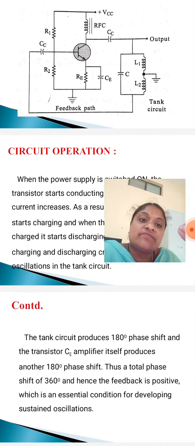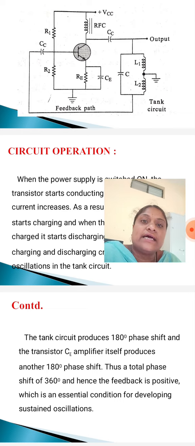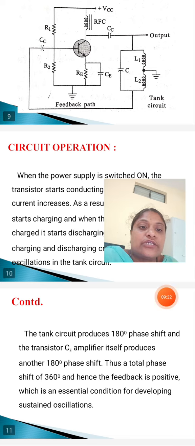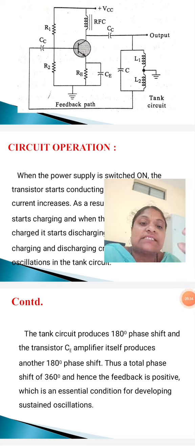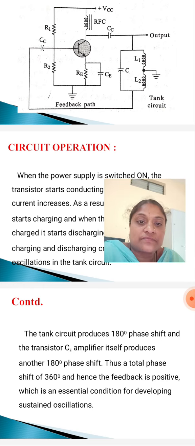So what is the purpose of the tank circuit? The tank circuit produces 180 degrees phase shift that goes to output, and also the transistor CE amplifier itself produces another 180 degrees that goes to output. Thus a total phase shift of 360 degrees, and hence the feedback is positive, which is an essential condition for developing sustained oscillations.